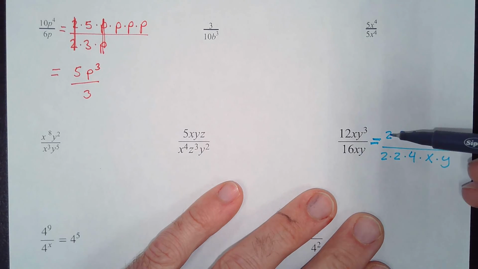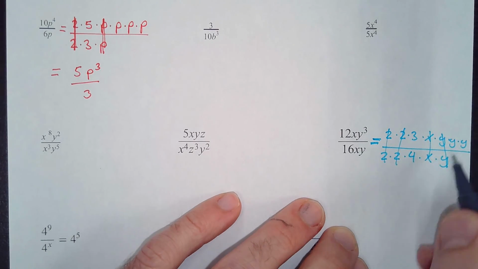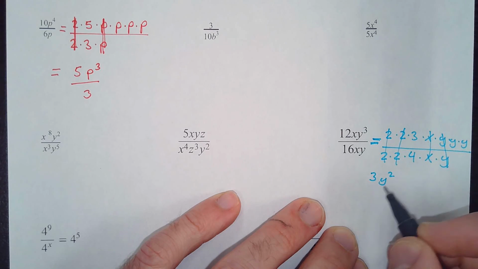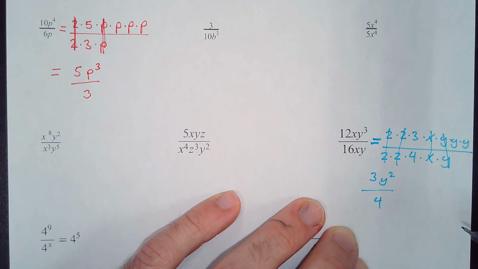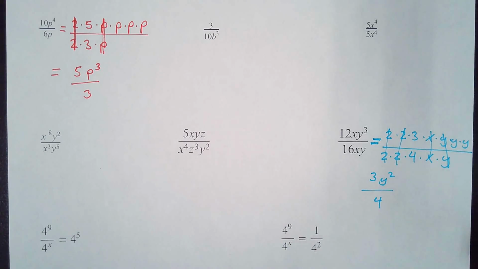What can we cancel? 2's, x's, y's. So we're left with, on our numerator, 3y squared. On our denominator, we just have 4. So 3/4 y squared, or 3y squared over 4.